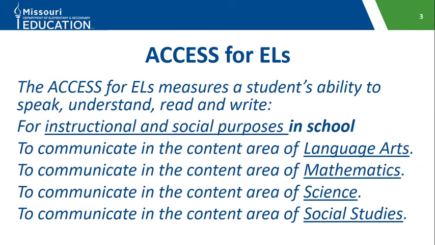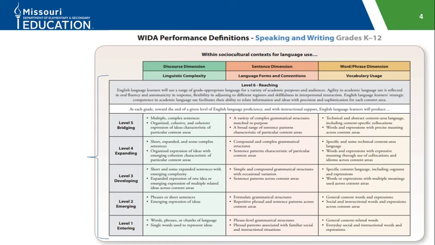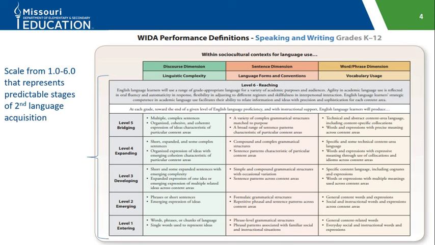This assessment measures a student's ability to speak, understand or listen, read, and write for instructional and social purposes in school, in language arts, mathematics, science, and social studies. So think everything that could happen in a school. They have performance definitions. The test will result in a score from 1 to 6, and these scores represent the predictable stages of second language acquisition.